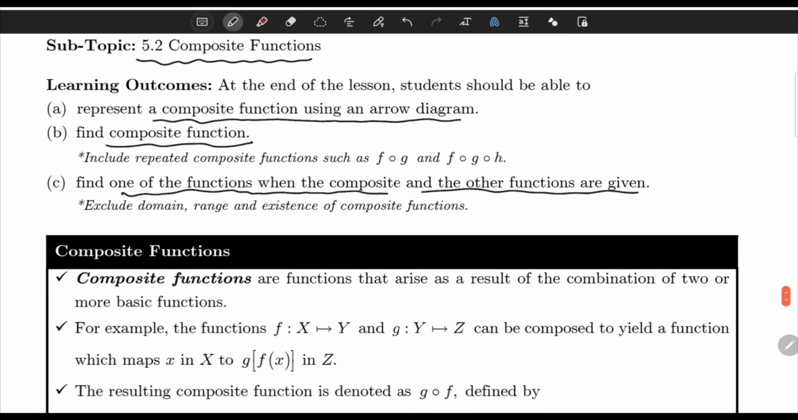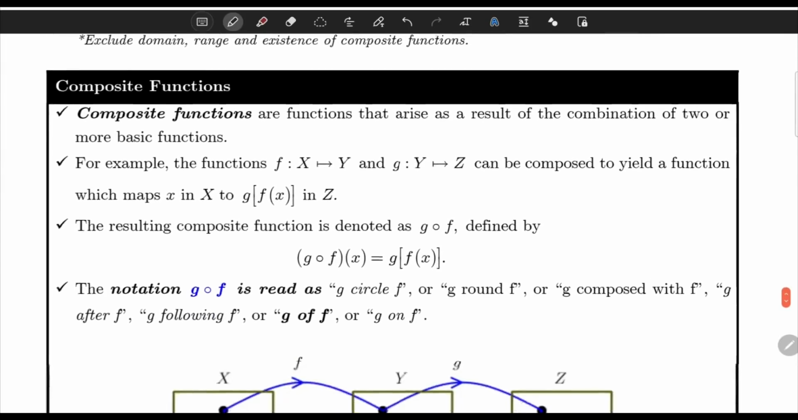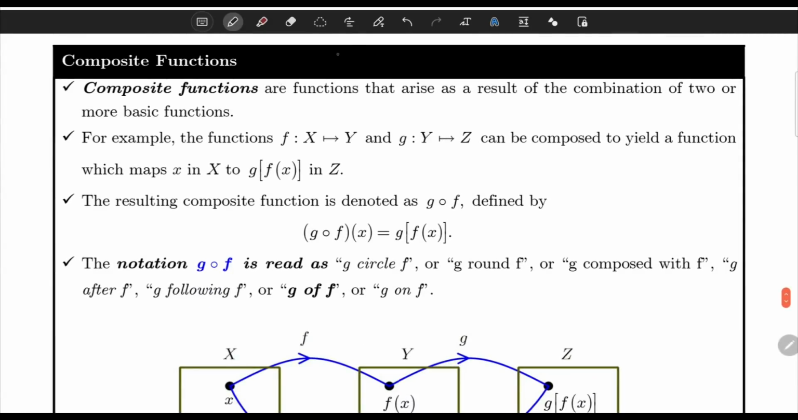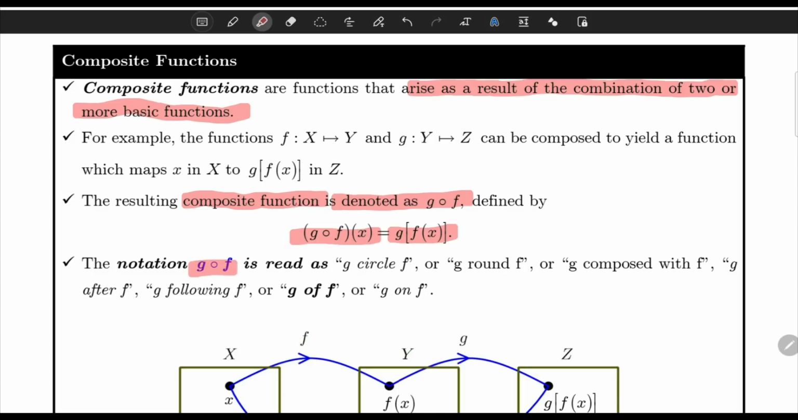So what is a composite function? Let's look at the box below. Composite functions are functions that arise as a result of a combination of two or more basic functions. The resulting composite function is denoted as g of f, defined by g of f in bracket x. That means g bracket f(x). You can read through how to read the g of f.